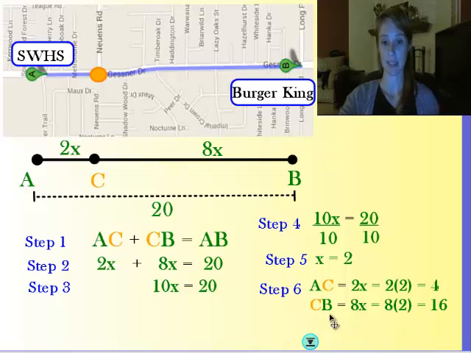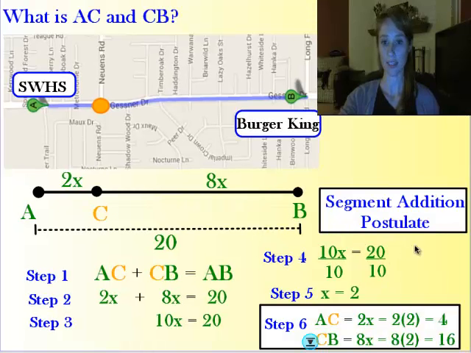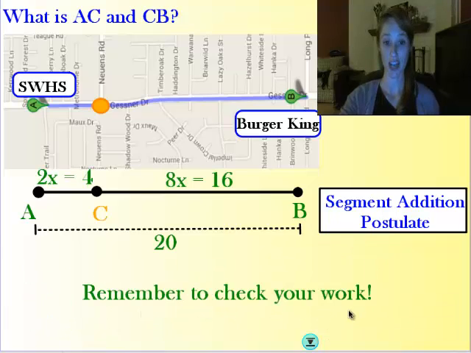The length of line segment CB we're given is 8x. With x being 2, I can plug that in. 8 times 2 equals 16. Great. Okay, so we used the segment addition postulate, but the last thing we need to do is check our work. If I add up 4 plus 16, it gives us 20, which was the total length of line segment AB. Great, guys.